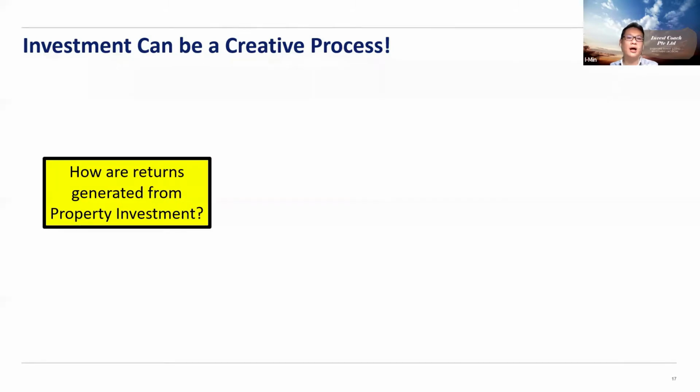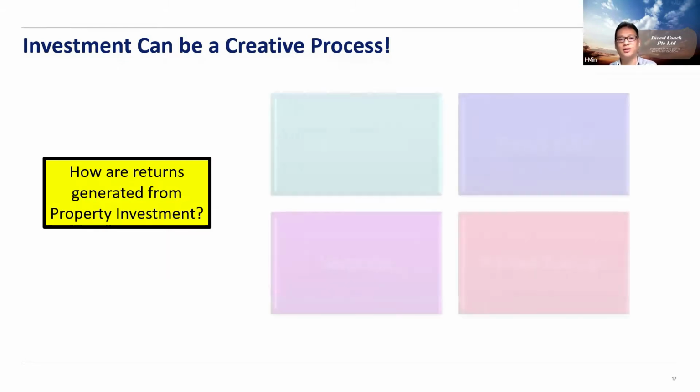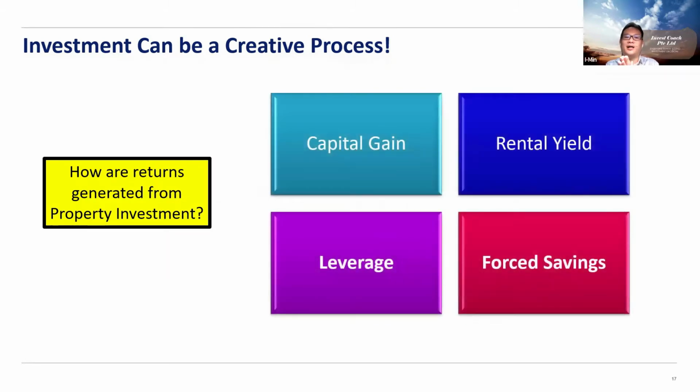Now, how do we actually generate returns from property investment? Can I just get you all to contribute? There are actually 4 ways you can make money from property. In fact, a lot of people make money from property these 4 ways. What are the 4 ways? Capital gain, thank you so much. What else? Rental yield, thank you so much. Forced saving, thank you so much. And what is the last one? Leverage, thank you so much. So these are the 4 ways a property investment can help people make money.